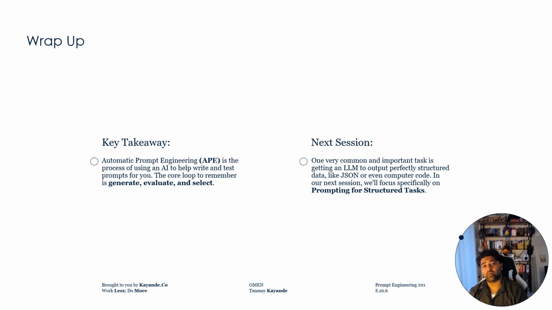The main thing to remember is that automatic prompt engineering is a process of using AI to write and test prompts for you. The core loop to remember is generate, evaluate, and select. APE is a fantastic way to optimize prompts for a wide variety of tasks. One very common and important task is getting the LLM to output perfectly structured data like JSON or even computer code. In our next session, we'll focus specifically on prompting for structured tasks.